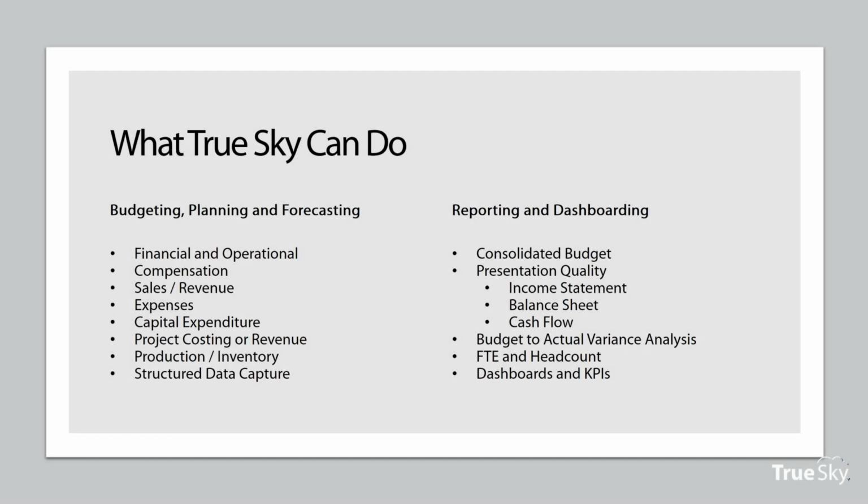So just to highlight again, what can we do with TrueSky? Pretty well anything around budgeting, planning, and forecasting. Whether it's financial and operational, compensation, sales and revenue forecasting, expense budgeting, capital expenditures, project tracking, or so forth. As well, we are a reporting and dashboarding engine. So we can do consolidated budgets, presentation quality financial statements, income statements, balance sheets, cash flows. We can do all the budget to actual variance analysis, headcount reporting, dashboards, and KPIs.